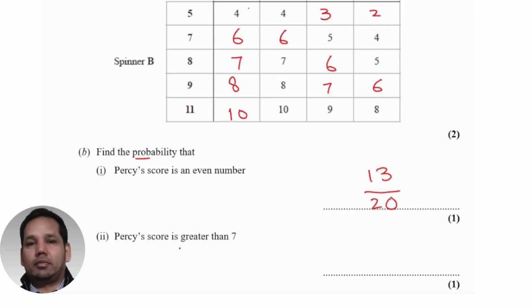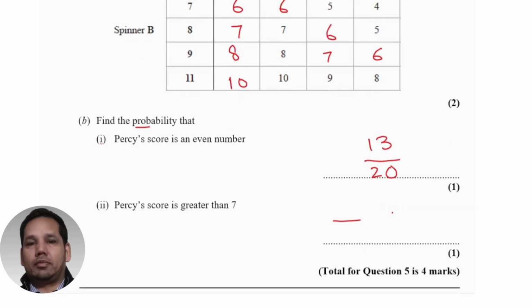The next one, Percy's score is greater than 7. Again, how many numbers? So we have 20 numbers. I'm looking for greater than 7. So greater than 7 is 1, 2, 3, 4, 5, and 6 numbers. So 6 over 20, or you can also write it as 3 over 10. Okay, this is your simplest form. So 6 over 20 is your final answer.